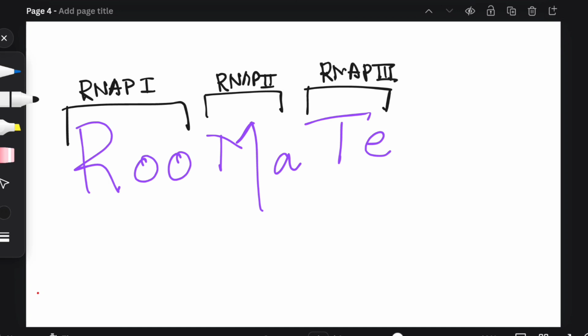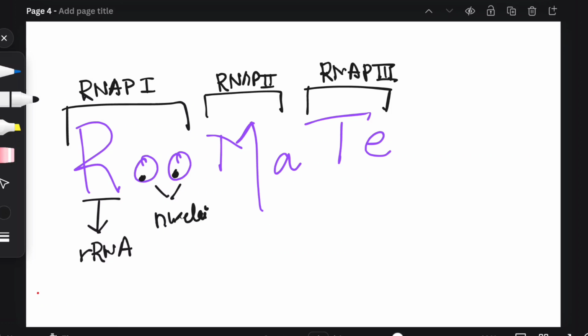Now if we look at it carefully, RNA polymerase 1, as R is present, forms the rRNA. Here there are 2 O's present. By this you can think of it as nucleoli. So the speciality of RNA polymerase 1 is that it is only present in the nucleoli of a cell.